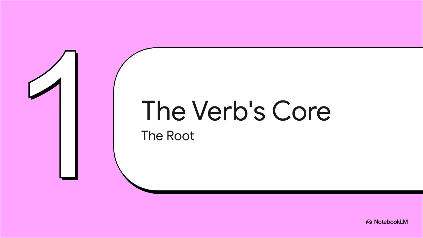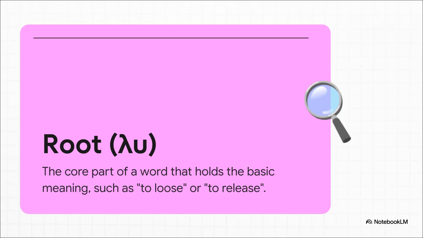To break any code, you have to start with the most fundamental piece. And for a Greek verb, that's the root. It is the absolute heart of the word's meaning. So, the root is basically the foundation of the word. It holds the core concept. In our case, the root is just 2 letters, lu, pronounced lu, and this simple little piece means to loose or to release. Think of it as our anchor. Everything else we're about to look at is just built right on top of this.